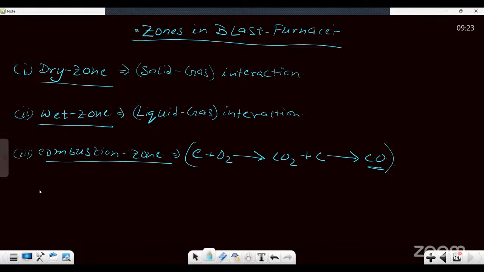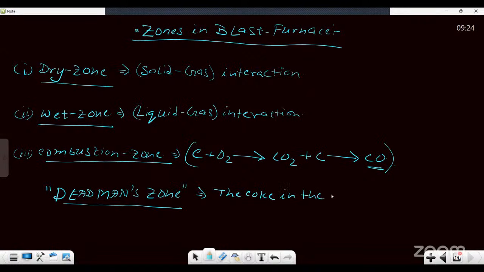Apart from this, inside the blast furnace, there is another very, very important zone, which we call the dead man's zone. What is this dead man's zone? I'll show you also what happens in the dead man's zone. Basically, the coke here does not take part in the reaction. The coke in the dead man's zone will not take part in reaction themselves.